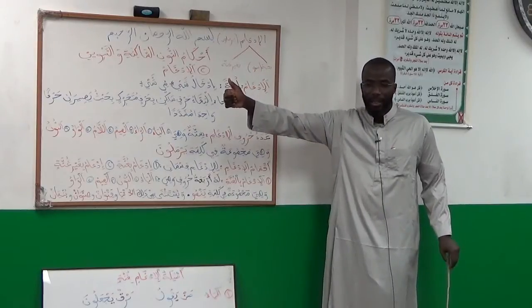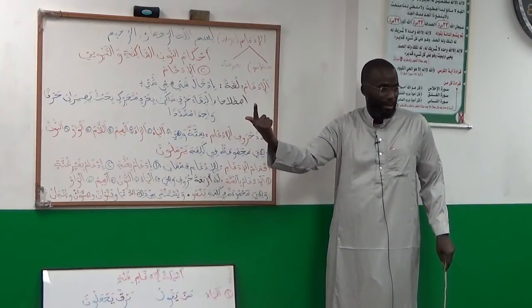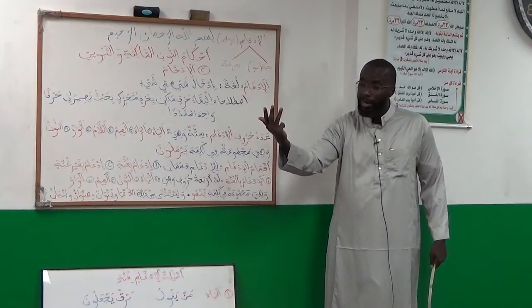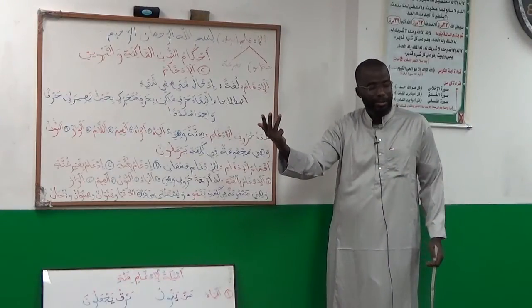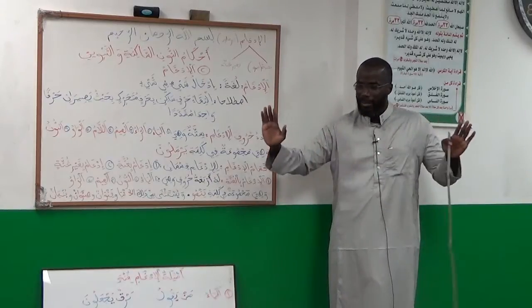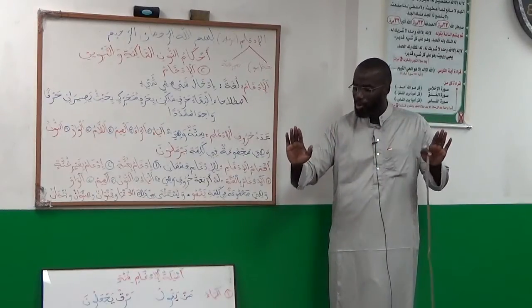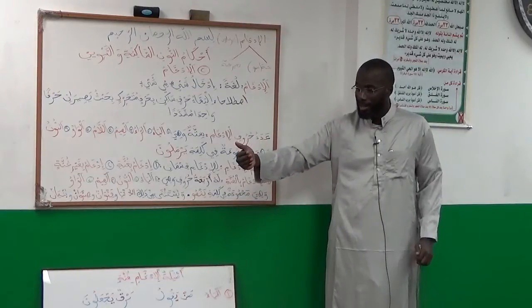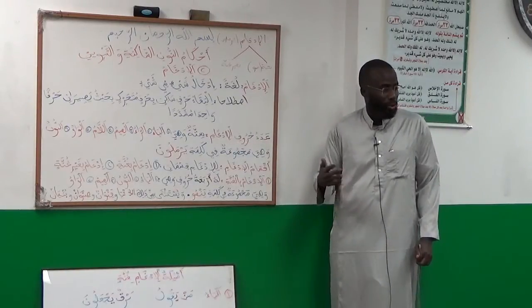First one is al-idhar, second one is al-idgham, and the third one is al-iqlab, and the fourth one is al-ikhfa. So what it means is that if I have a noon that has a sukoon, or I have a tanween, I have to pay attention to the letter that comes after it and decide which rule to apply.